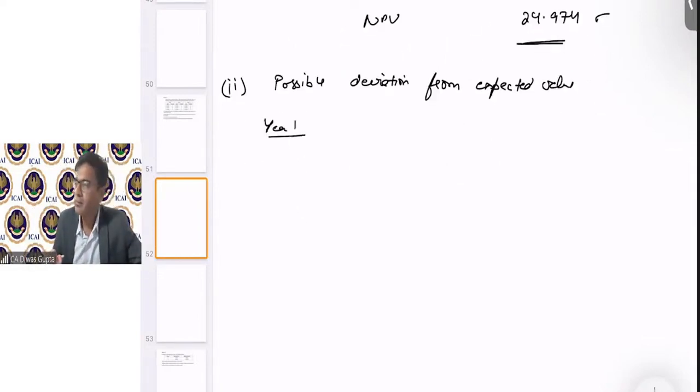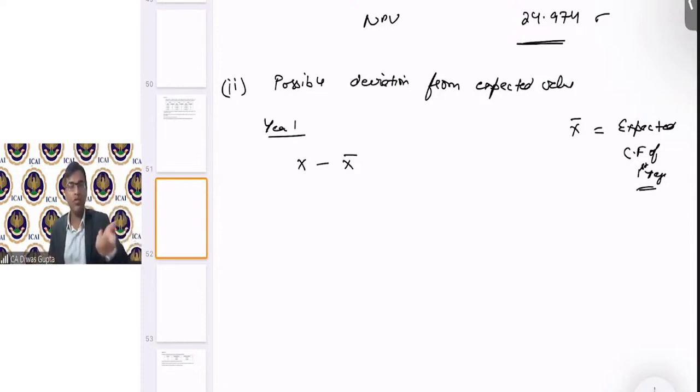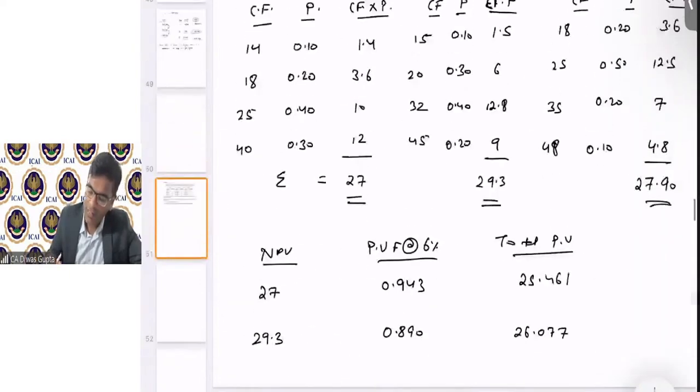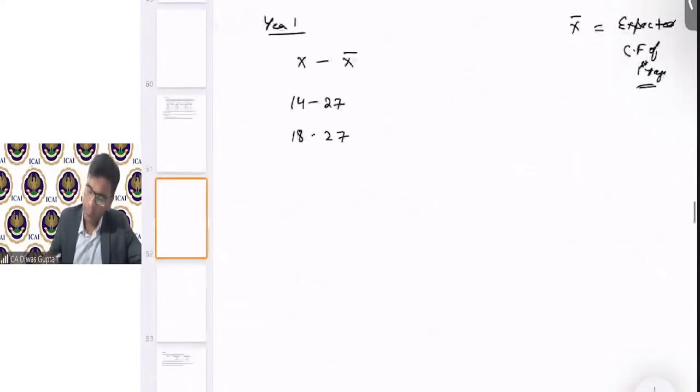So year one. Year one, what will be my x minus x bar? So x bar here refers to the expected cash flow of the first year. Correct, students? Because we always calculate it from the best possible outcome, which is the x bar. So just to elaborate, 14 minus 27, 18 minus 27. Now from where has this 27 arrived? 27 has arrived, students, from here, which is the expected cash flow from year one. Similarly, 25 minus 27. Similarly, 40 minus 27.